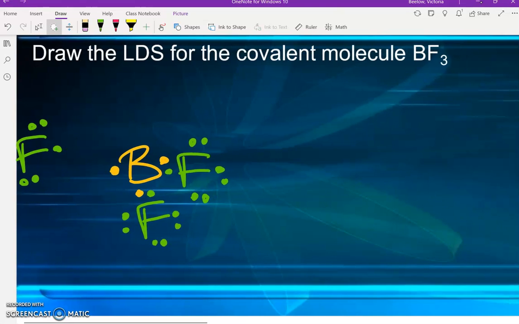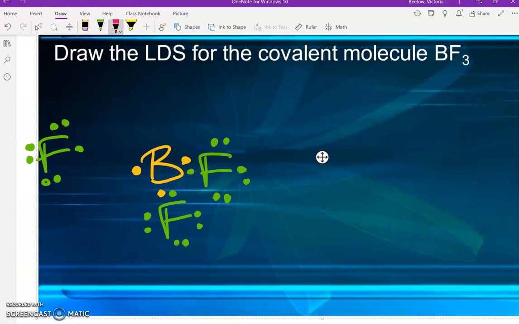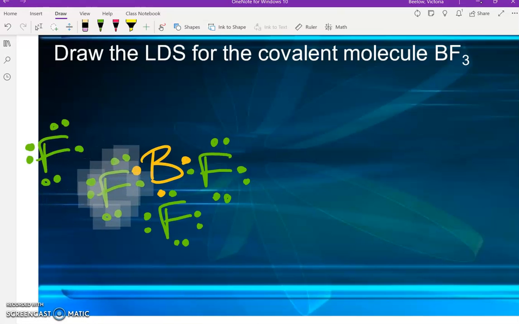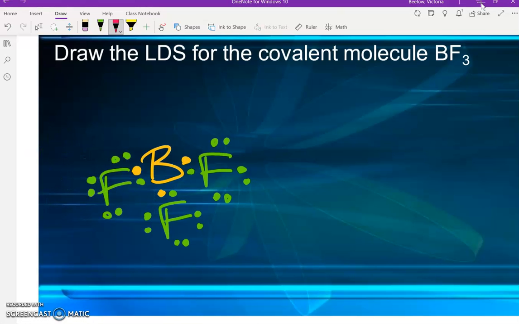This fluorine I'm going to move here. Now this fluorine is surrounded by 8 valence electrons, which is what we want. Boron, however, still needs to be surrounded by 1 more electron, so it will be surrounded by 6. And this fluorine right here, if we move it over, is now surrounded by 8 valence electrons. And our boron is now surrounded by 6 valence electrons. Again, it's one of the exceptions to the octet rule.